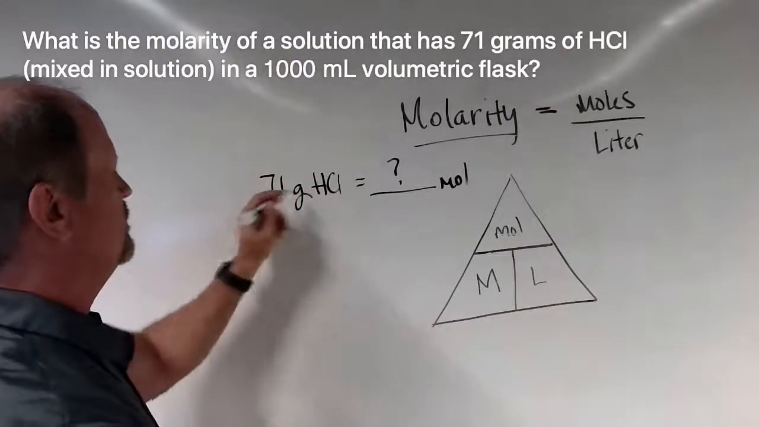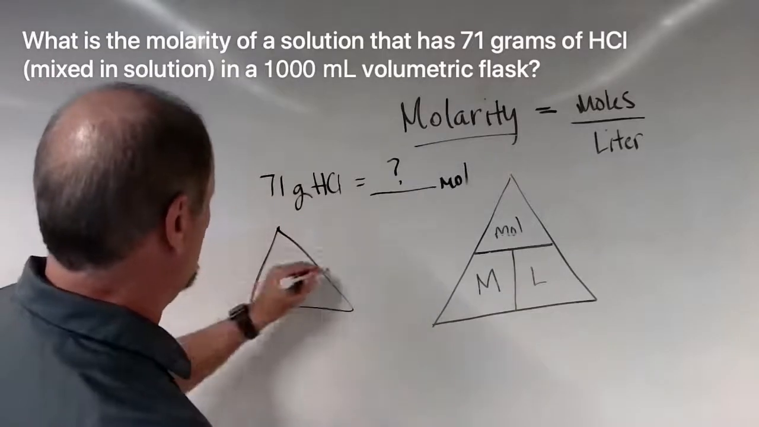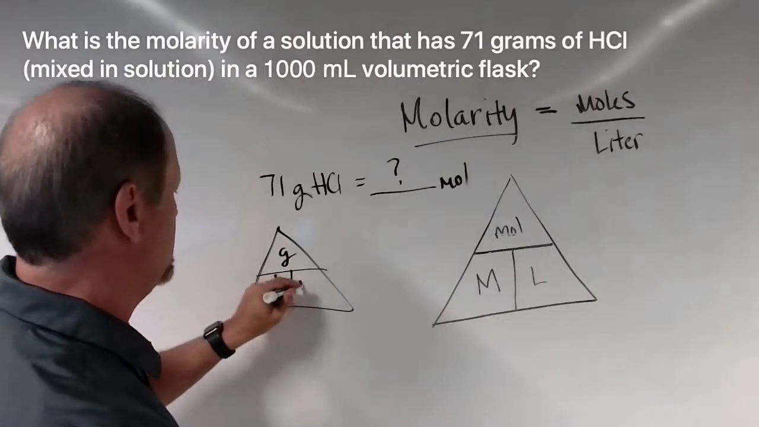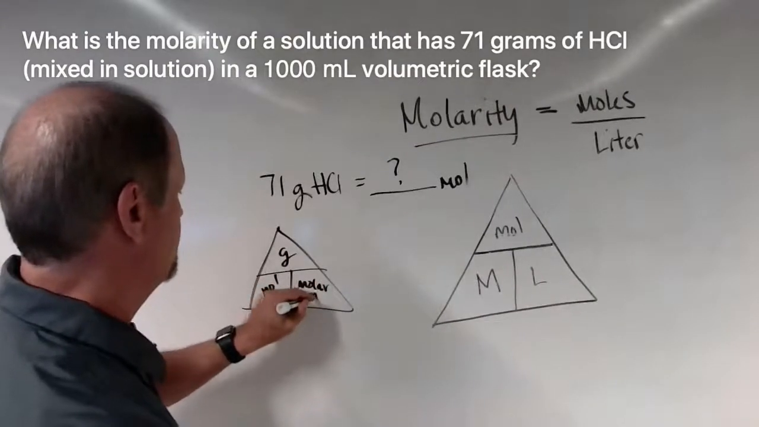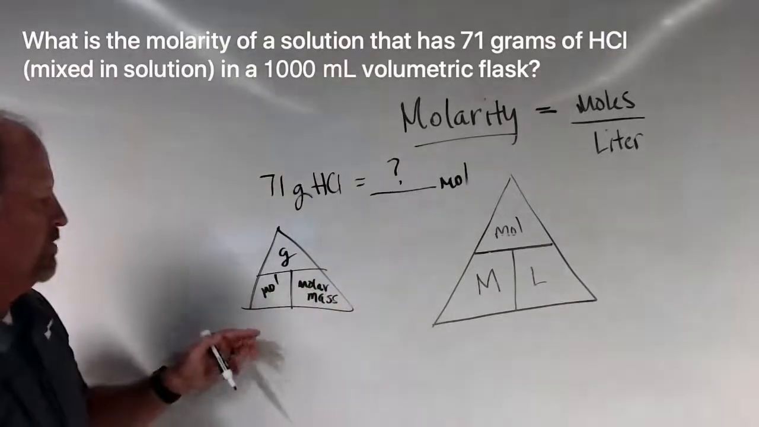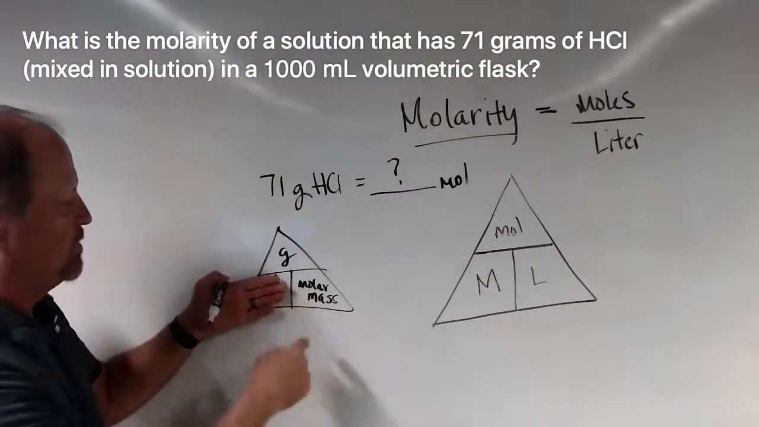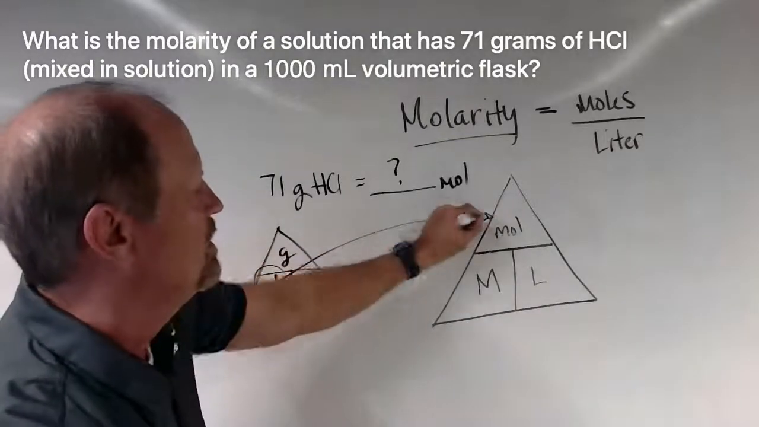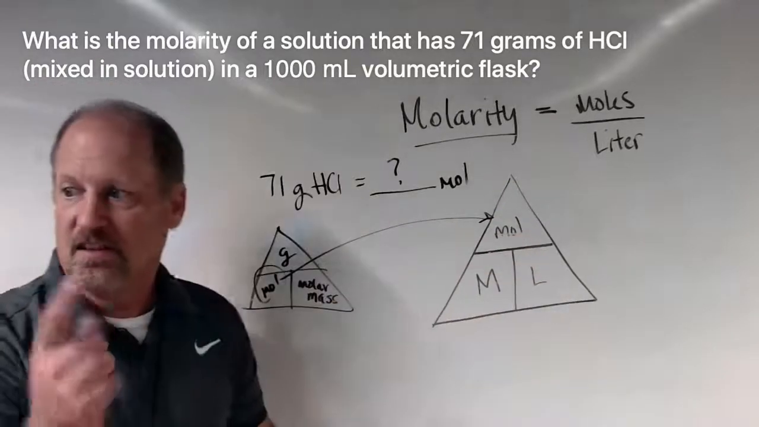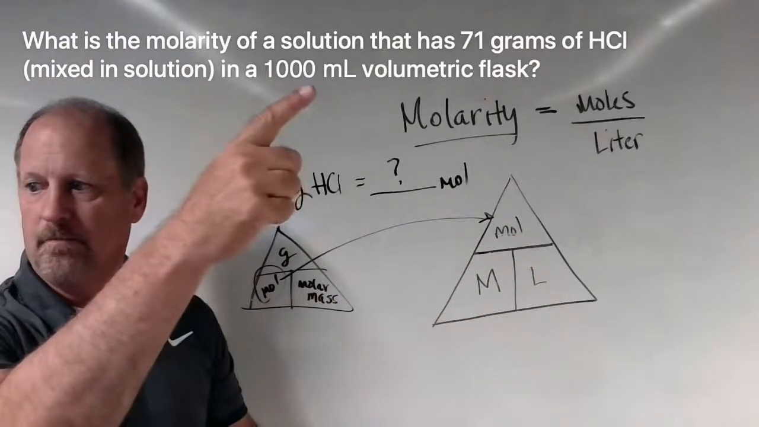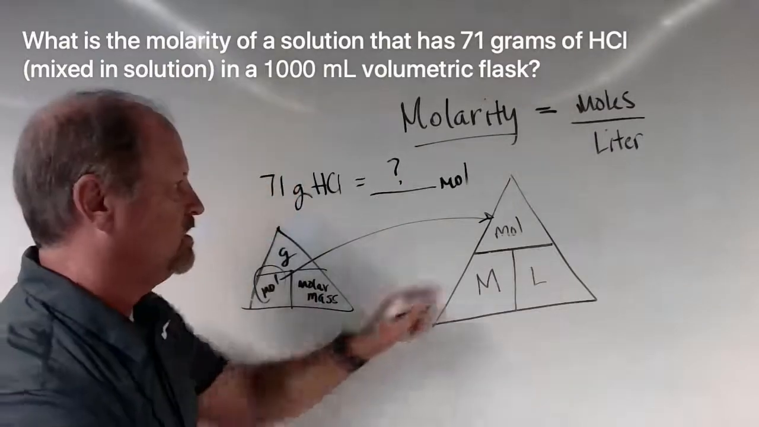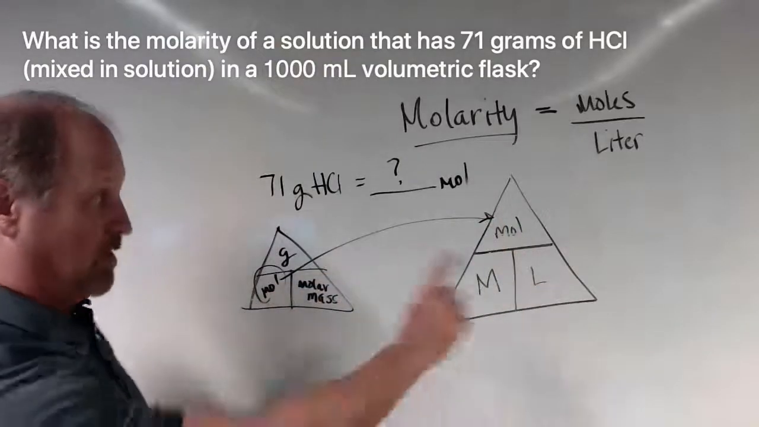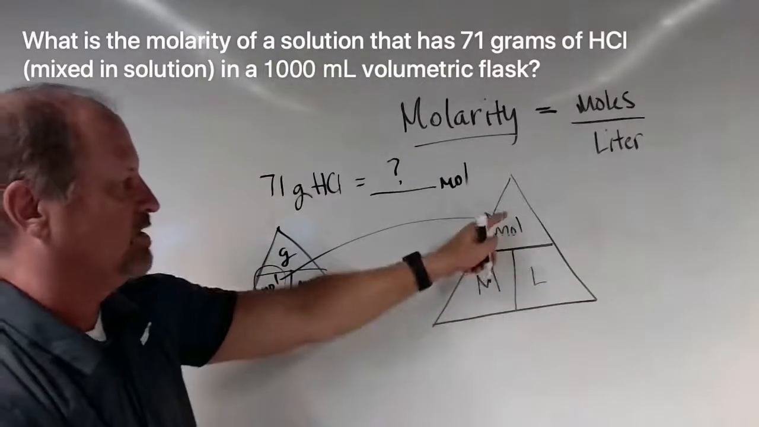So we just convert grams to moles. And remember our gram-mole conversion: grams, moles, molar mass. We're looking for moles, so we take the number of grams divided by the molar mass. That gives us moles. These moles then go in here, divided by liters. In this case it's 1,000 milliliters, which is equal to 1 liter, so that's going to be 1. So if we can find how many moles we have, that many moles divided by 1 liter is the molarity. Molarity is moles per liter.